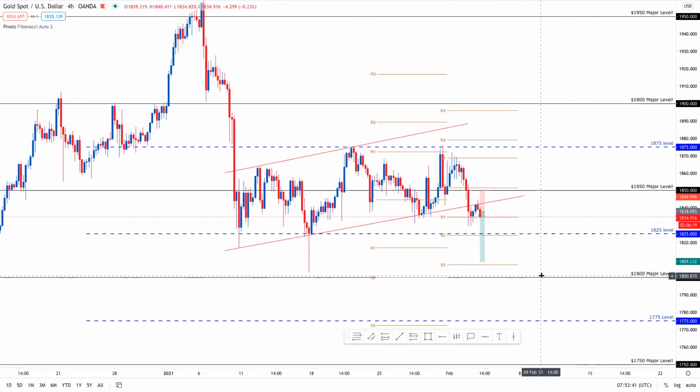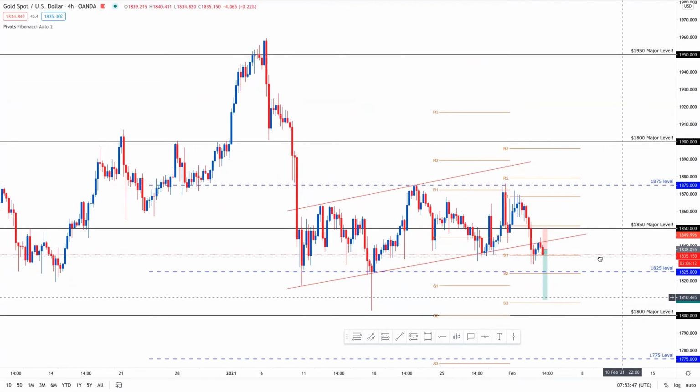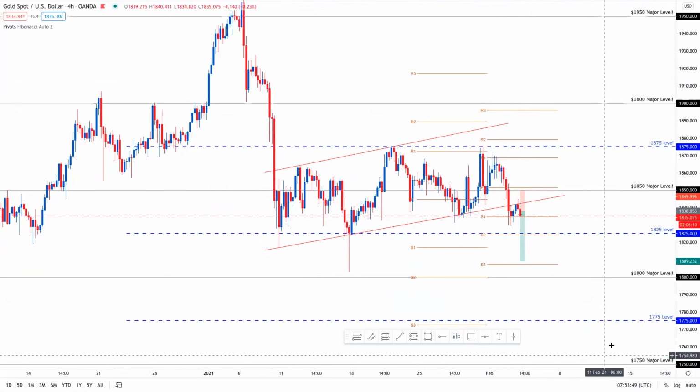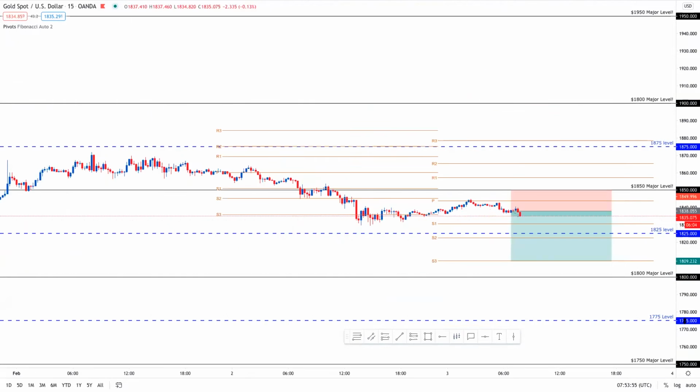Looking at it from a 4-hour perspective, clearly this was a drop, a flag correction, or rather a flag formation, and now we are getting a continuation to the downside. First target comes in at 1810. If you don't have a position, I think this is a good one to try your risk in.